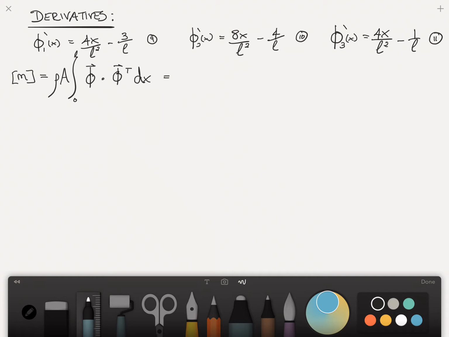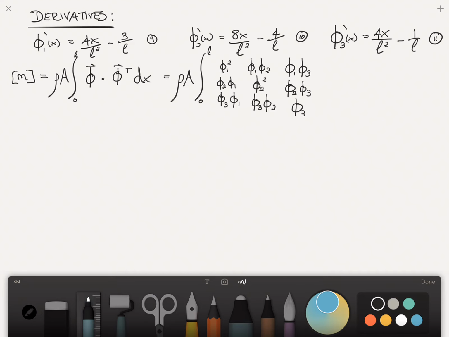This equals, let me write this out longhand just so it's crystal clear, rho A times the integral from 0 to L of, I'm going to drop the x dependency just to keep it compact, phi 1 squared, phi 2 phi 1, phi 3 phi 1, phi 1 phi 2, phi 2 squared, phi 3 phi 2, phi 1 phi 3, phi 2 phi 3, phi 3 squared, dx. I remind you that phi 1 times phi 3 is exactly equal to phi 3 times phi 1. We know that this matrix is symmetric.